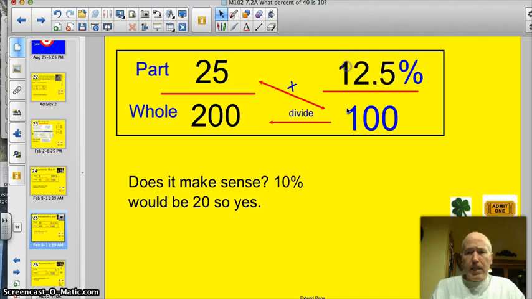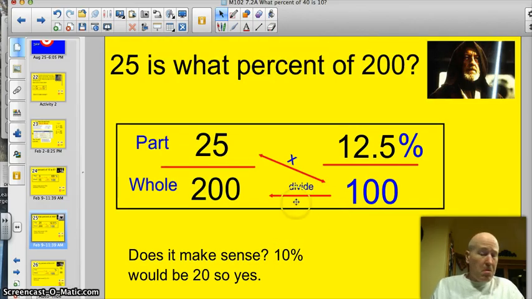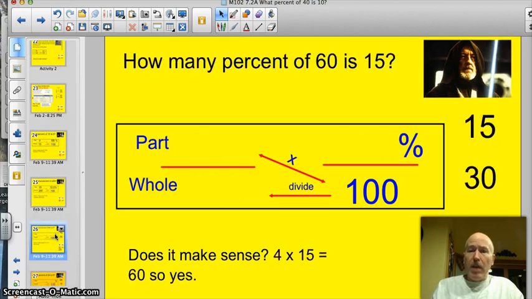Would this make sense? 12.5%. 25 to 200, 12.5% out of 100. Well, let's see. 10% of 200 would be 20, right? So 25 at 12.5%? Yeah, that makes sense. Good job. We're ready to move on to example 3. Almost time for you to do it.